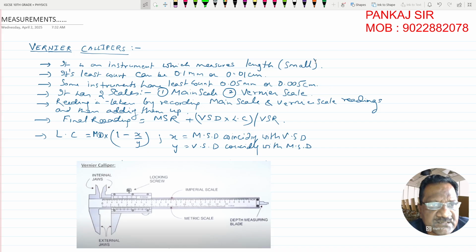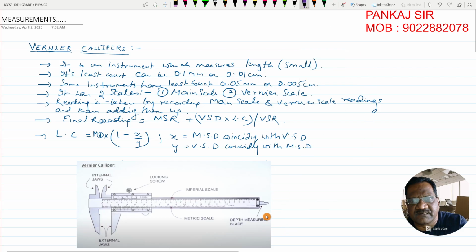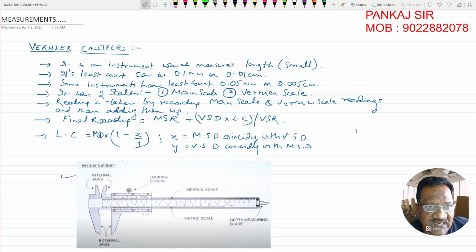To start with, what is a vernier caliper? A vernier caliper is an instrument. You can see the diagram over here. Can you see this diagram? This is the diagram of a vernier caliper, right? Now, if you see this diagram, you will see various parts of this vernier caliper, and that is what I am going to discuss. But before that, let us go pointwise and see what is a vernier caliper.